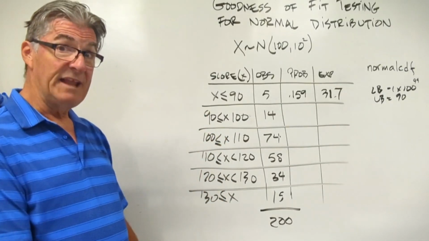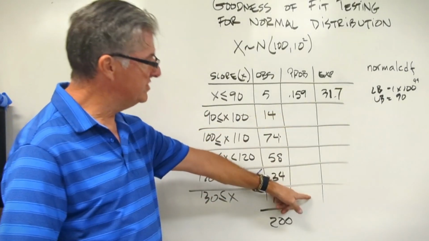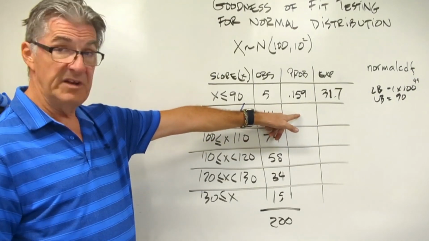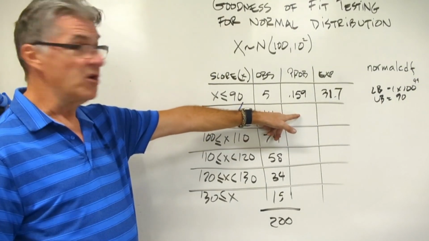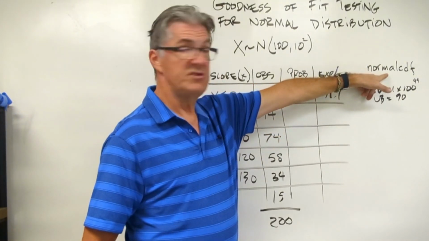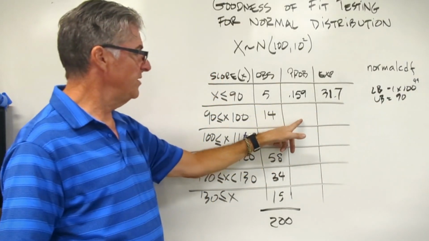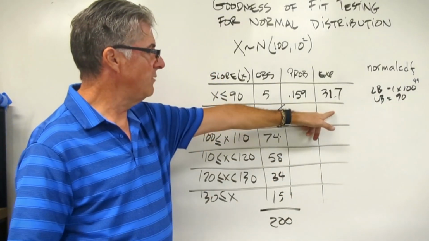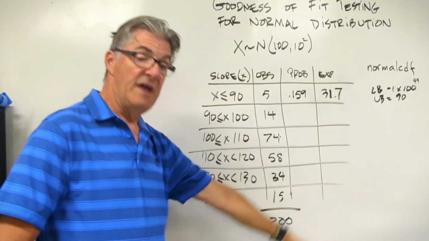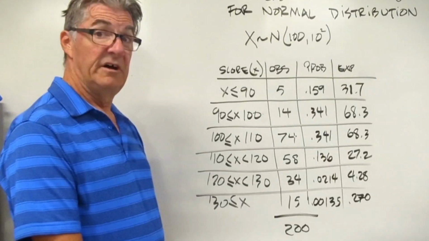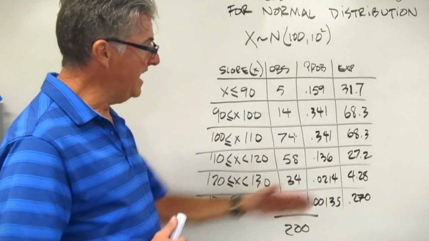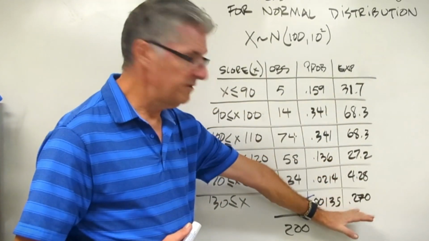All right, so now what I'd like you to do is go ahead and finish the table. You're going to need to do a probability calculation using the normal distribution, normal CDF. Figure out your probability, multiply that by 200, and that will give you your expected value. So go ahead and finish out that table. All right, here is what I get. My values fall right there.